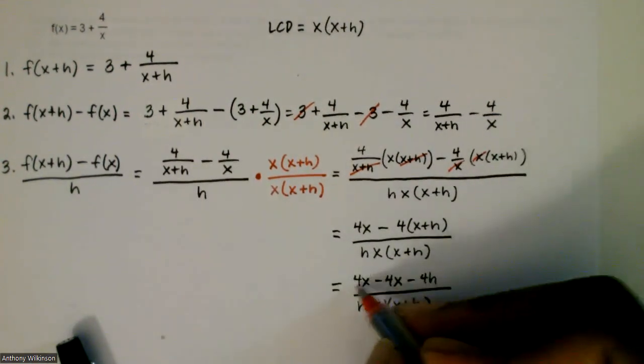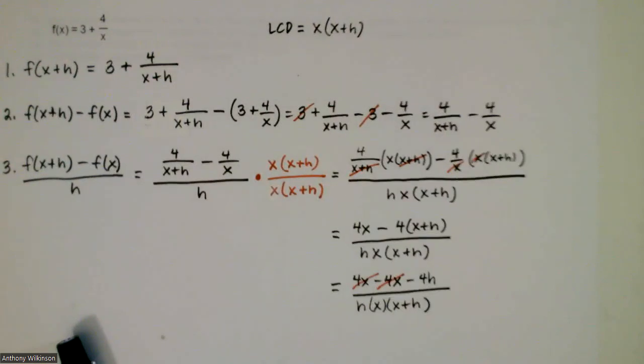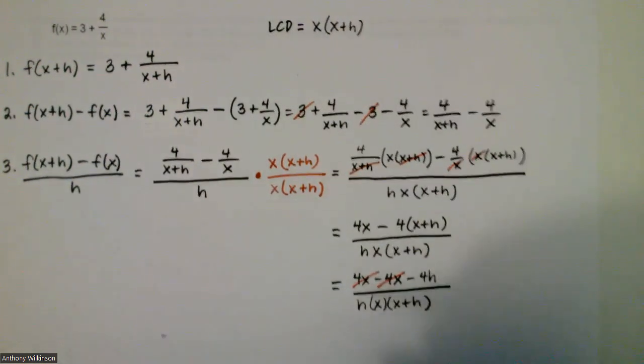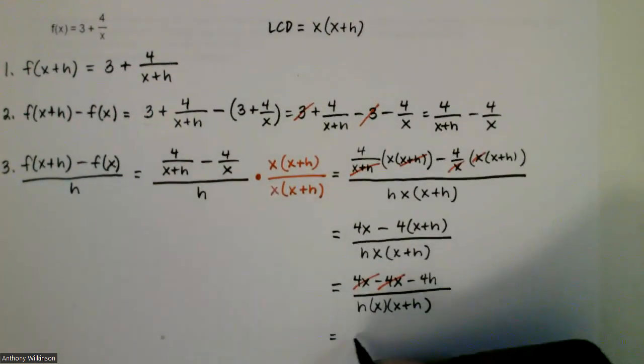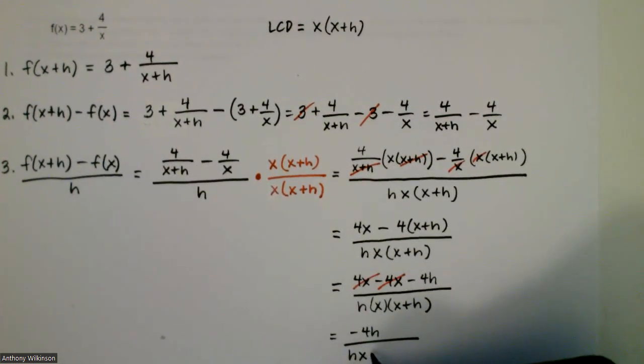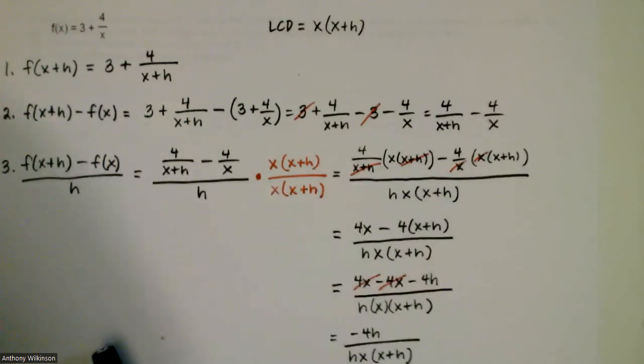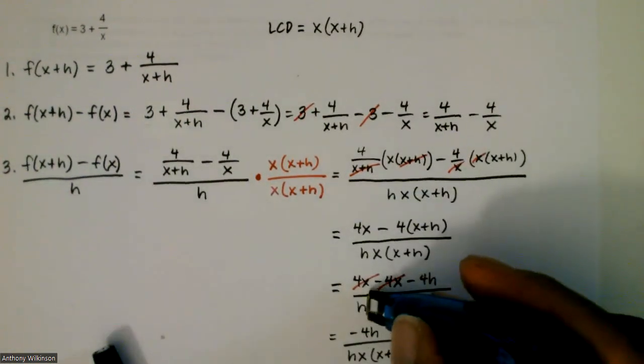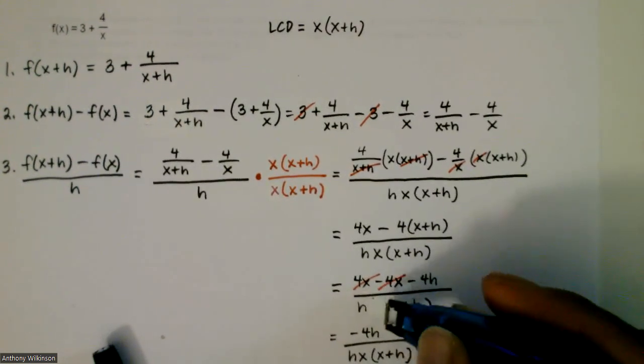Now notice that your 4x's are gone. So I have negative 4h in the numerator over h times x plus h. Okay. And really, I will need these parentheses here around that x plus h.